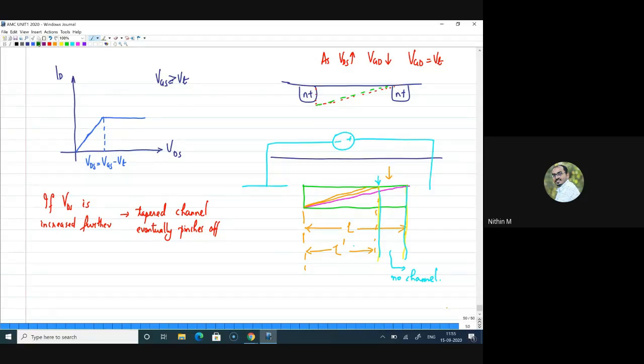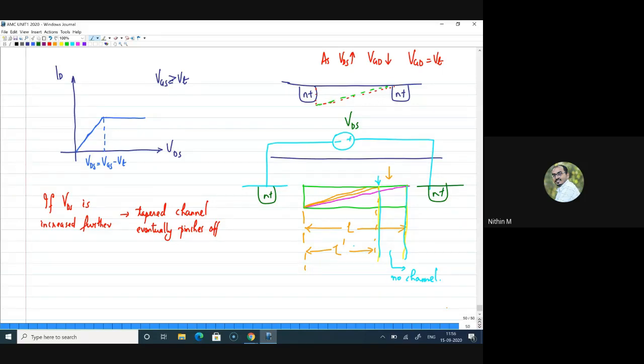Say, for example, this is your source terminal with N plus, and this is the drain terminal with N plus, right? Between these I am applying a VDS, and the magnitude of VDS is large. At this point you are applying a larger VDS. For that VDS, you have a lateral field and electrons will definitely be attracted. You have a channel present till this point, so electrons will be moving, and electrons will be reaching till this point.